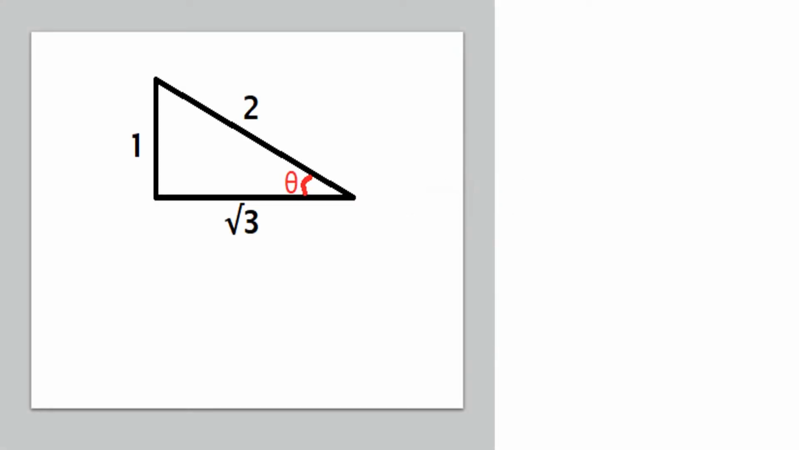So let's look at this picture. This is a triangle. You might recognize it as a 30, 60, 90 triangle, but we're just given that we're looking at a specific angle, and we have the opposite side is 1, the adjacent side is square root of 3, and the hypotenuse of that triangle is 2.